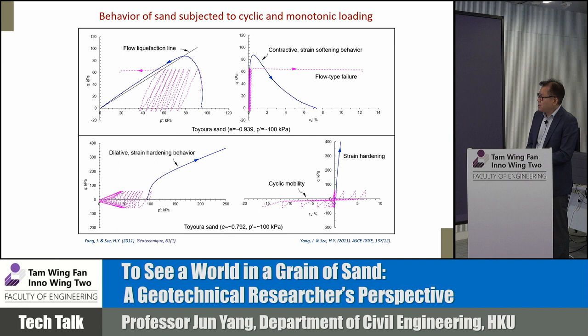Here, I show you two types of sand behavior under undrained loading. One is the so-called cyclic mobility, and the other is flow type failure, observed on Toyoura sand. This is a standard testing sand used in Japan, as well as in other places, and widely used in soil mechanics labs. Here we notice there is a good correspondence between cyclic behavior and monotonic loading behavior. When sand is in a loose state, flow type failure can be triggered either by cyclic loading or monotonic loading, as you can see here in the top two.